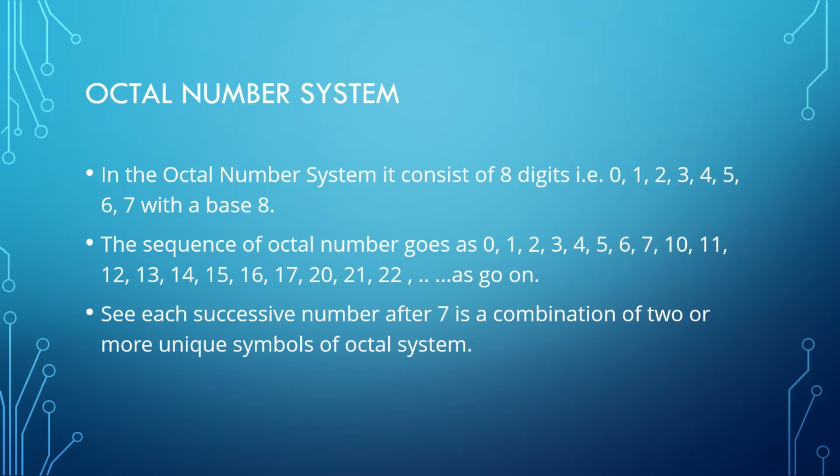Each successive number, as we can see here, is a combination of two or more unique symbols of the octal system after 7. You can see 0, 1, 2, 3, 4, 5, 6, 7 is given, and then we are getting the two digits 10, 11, 12, 13, 14, 15, 16, 17. Then again we get 20, 21, 22, like that. So after 7, the octal system is a combination of two or more unique symbols.